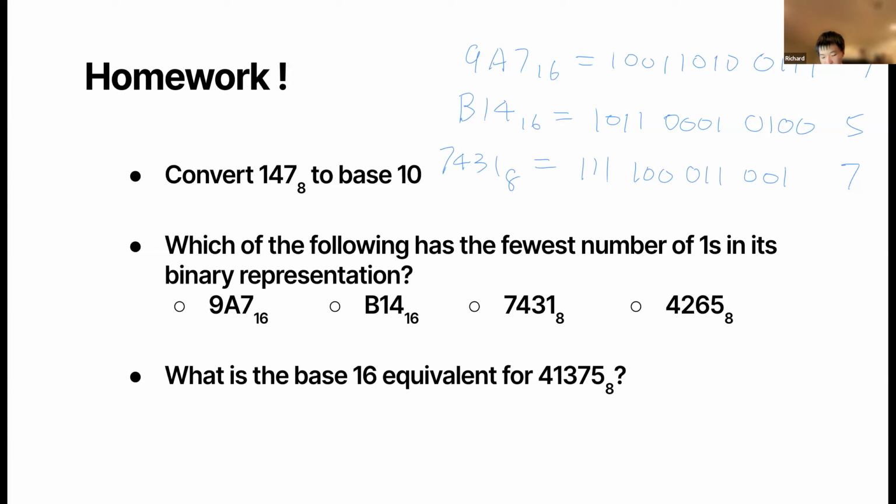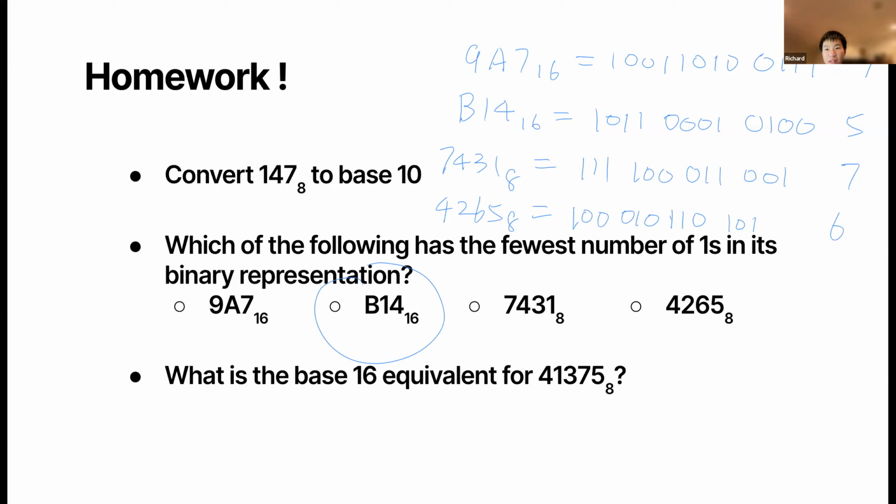So for the last one, also in base 8, every digit corresponds to 3 binary digits. So 4 is 100, 2 is 010, and 6 is 110, 5 is 101. So there are 6 ones in this binary representation. So our answer should be B, because that one only has 5 digits that are 1.